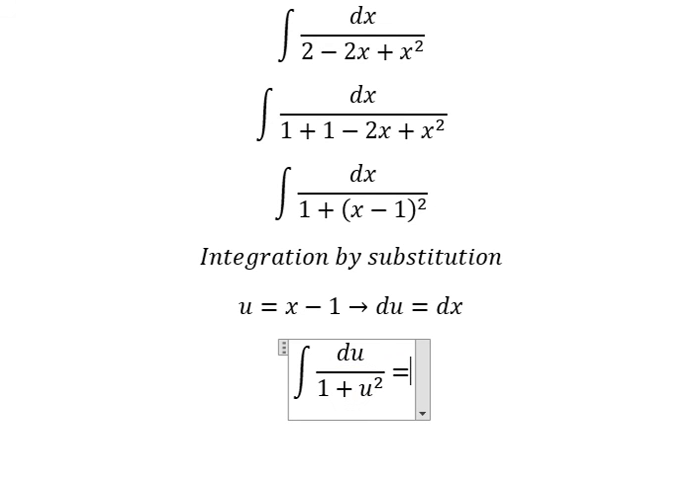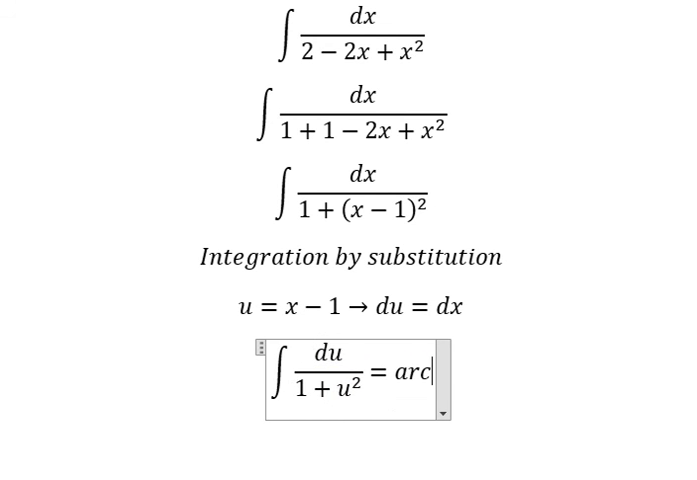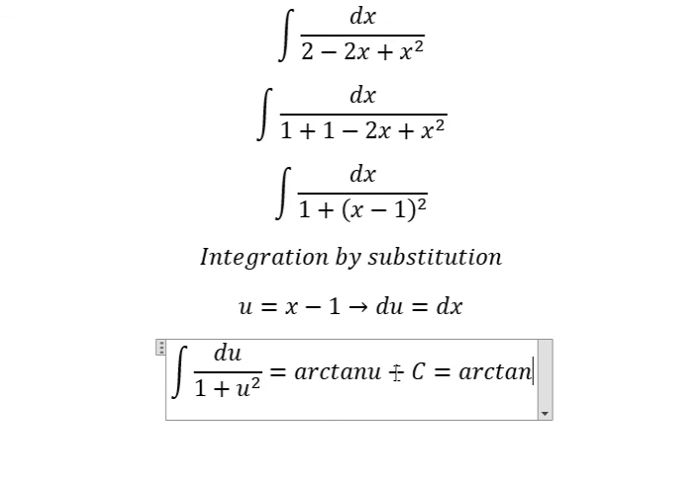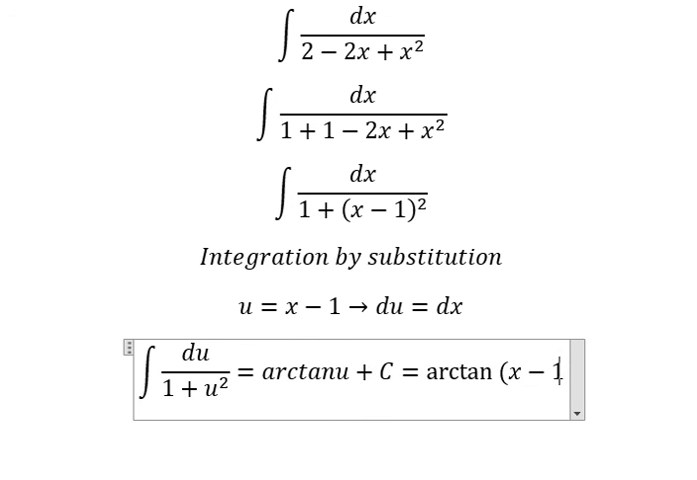The integration of this one, we have arctan of u, and I will put plus c. About u, that is s minus 1.